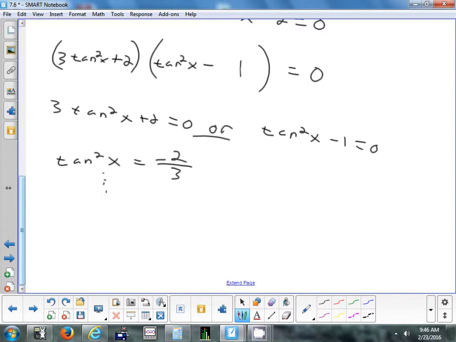Okay, this part is imaginary because of that negative symbol. Can't take the square root of a negative. So don't worry about the left.